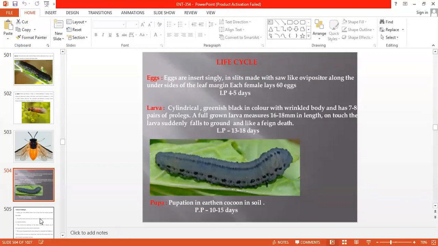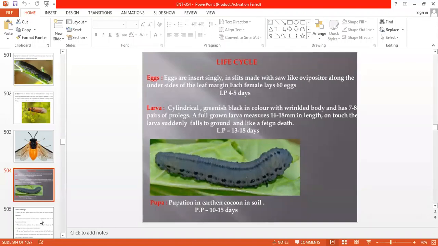The eggs hatch within 4 to 8 days and the larvae feed exposed in groups of 3 to 6 on the leaves during morning and evening hours. They remain hidden during the daytime and, when disturbed, fall to the ground and resemble dead larvae. They pass through 7 stages and are full grown in 16 to 35 days.